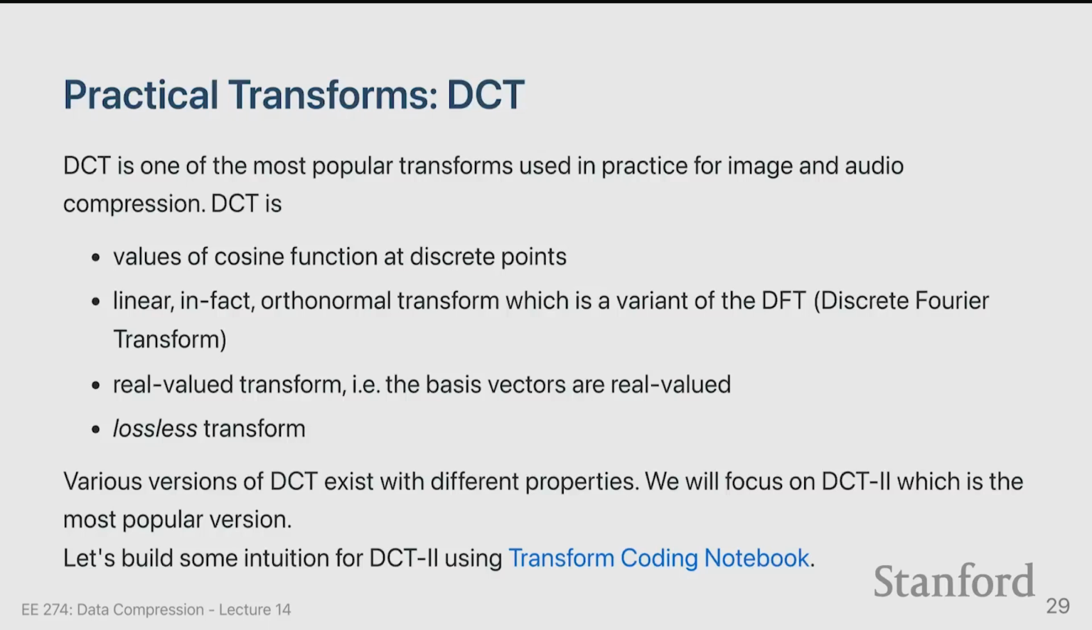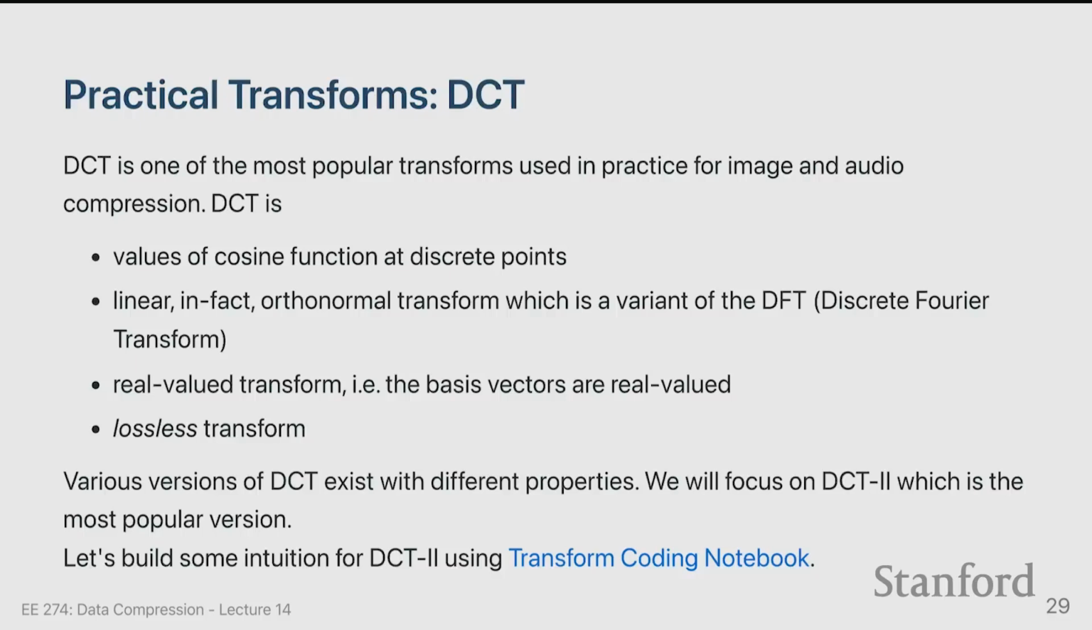And then various versions of DCT exist. If you go look at the literature, you'll hear about DCT1, DCT2, DCT3, DCT4. It's okay. They basically differ in the boundary conditions of how these matrices are derived. Don't worry about it from the compression angle. We'll just think of DCT2, which is mostly what's used in many practical compressors and scenarios.